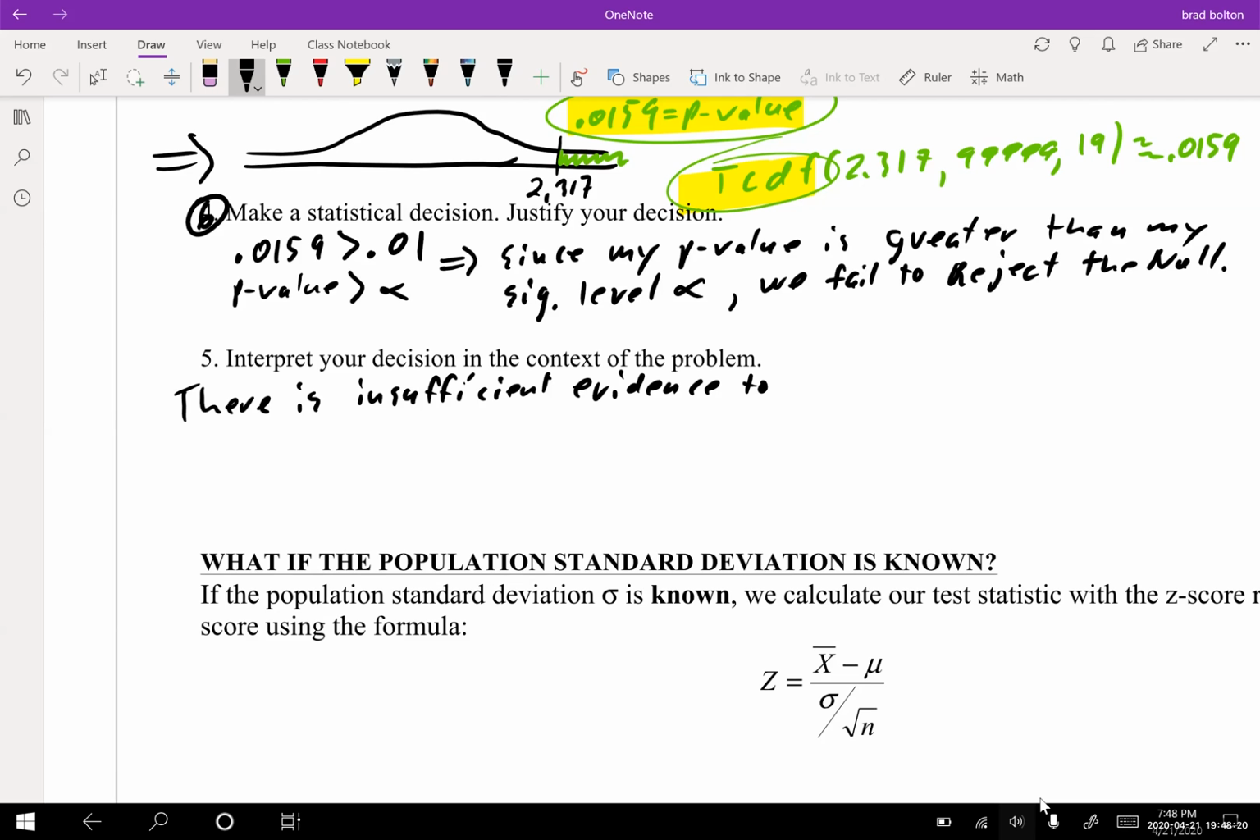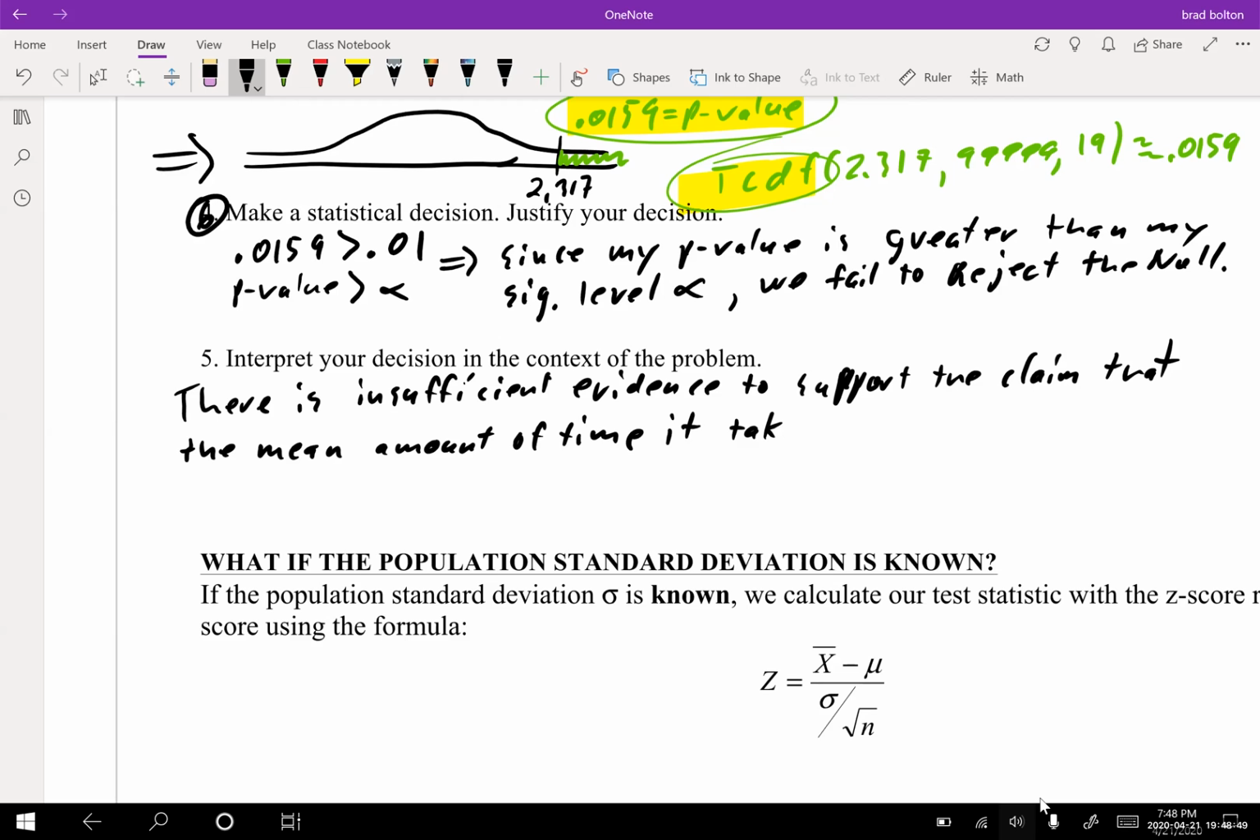to, now I'll try to do it like the homework might say. Technically there's insufficient evidence to support either claim, but it's really there's insufficient evidence to support the claim that the amount of time it takes to find food in the maze is longer than 45. Again, I probably would have just said there's insufficient evidence to support either claim, because I can't reject the null, and that means I can't accept the alternate. So I can't really support anything.